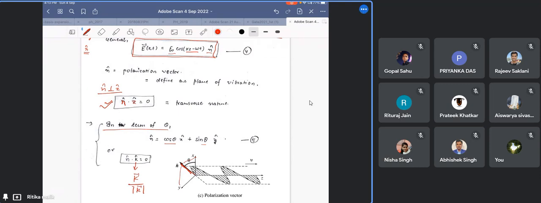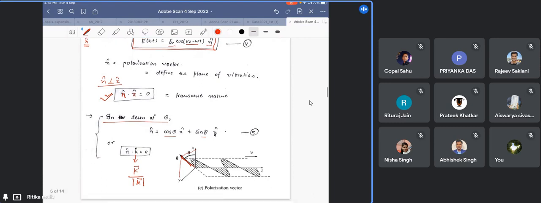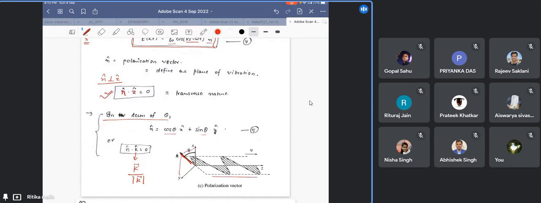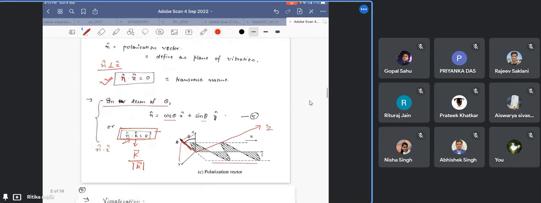So that will tell you the general direction in which the wave is propagating. For example, if you take this wave which is propagating in Z, there will be cases where it propagates at some angle with Z. In that case, you cannot write n cap dot Z cap. You have to write this form. So this is the most generalized form of this transverse nature of electromagnetic waves.